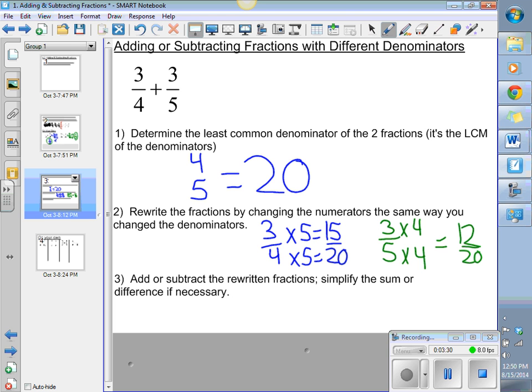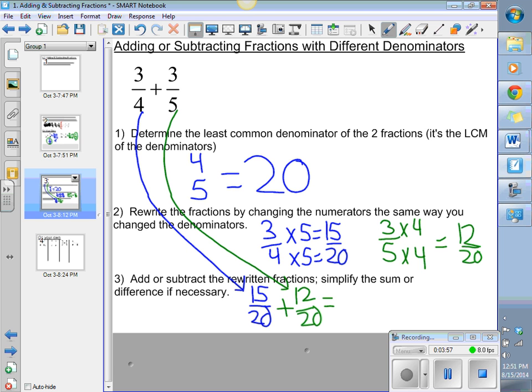So now we're going to add or subtract our rewritten fractions. And when we're done, we always look for lowest terms. So we've got 15/20ths instead of 3/4, plus 12/20ths instead of 3/5, which gives us 27 over 20. I have no problem with an improper fraction as your final answer, but if you choose to make it into a mixed number, that's fine. It becomes 1 and 7/20.